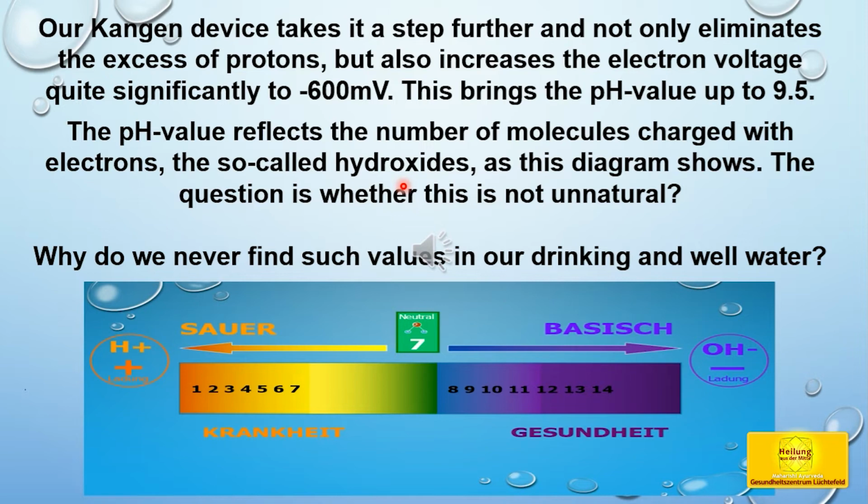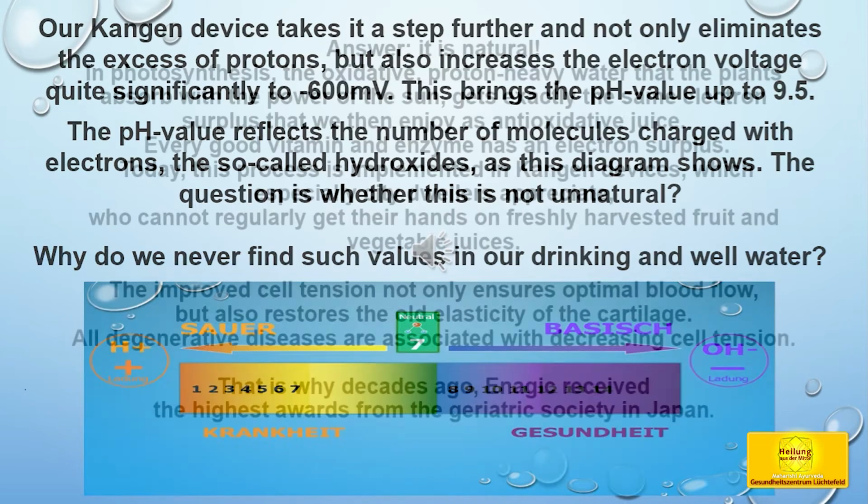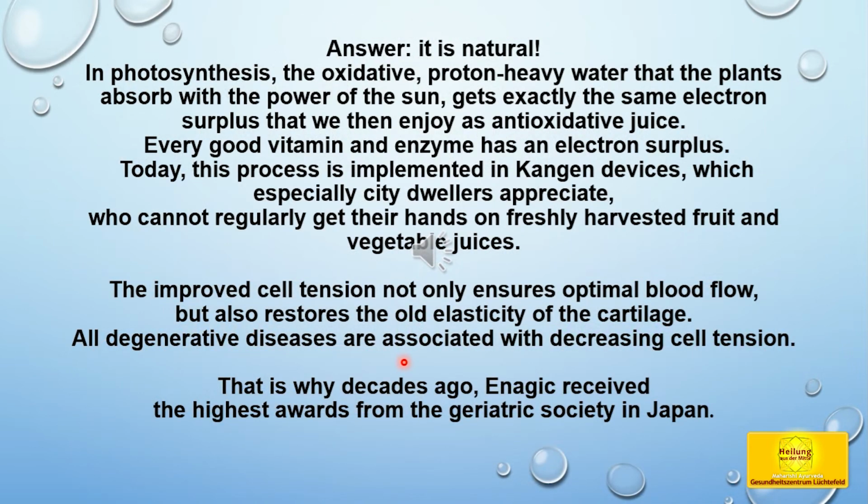The question is whether this is not unnatural. Why do we never find such values in our drinking and well water? Answer: it is natural. In photosynthesis, the oxidative, proton-heavy water that the plants absorb with the power of the sun gets exactly the same electron surplus that we then enjoy as antioxidative juice.